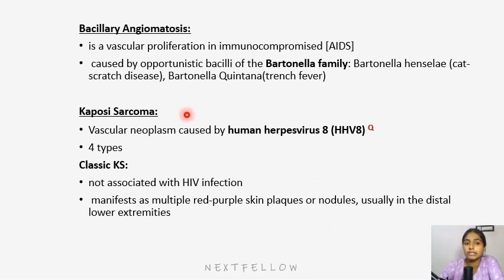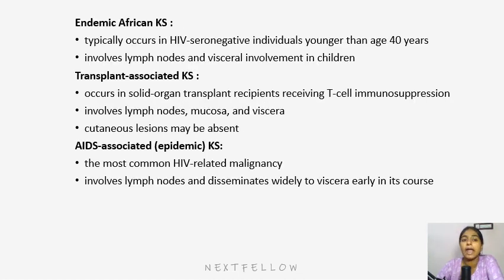Kaposi sarcoma is an intermediate grade neoplasm which is caused by human herpes virus 8. It is of 4 types, that is classic, endemic, transplant associated as well as AIDS associated. So, the classic type is not associated with HIV. They usually present as skin lesions, with red purple skin plaques or nodules involving the extremities. Endemic or African Kaposi sarcoma is seen in HIV seronegative individuals younger than 40 years of age.